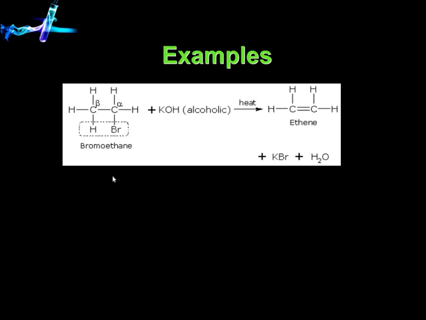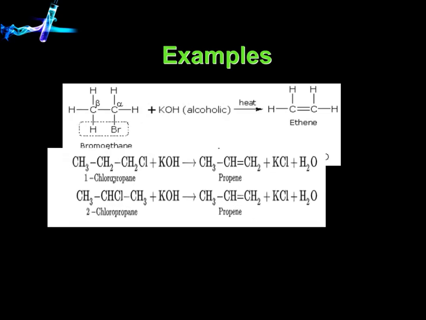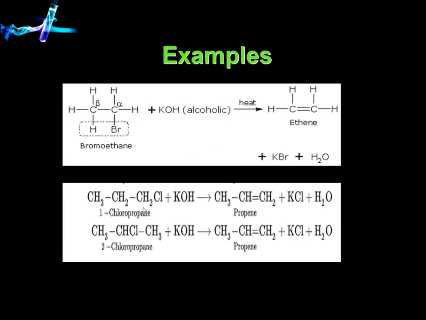Again, you can see alpha and beta carbons are mentioned. Another example is 1-chloropropane. When halogen is attached at position number 1, this halogen will be picked up by potassium, making KCl, and hydroxyl will pick up the beta hydrogen and be converted to water.